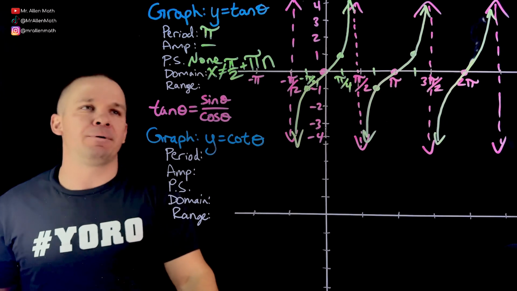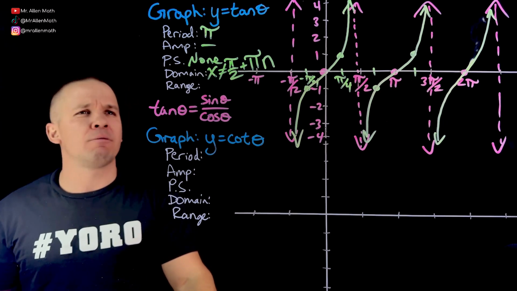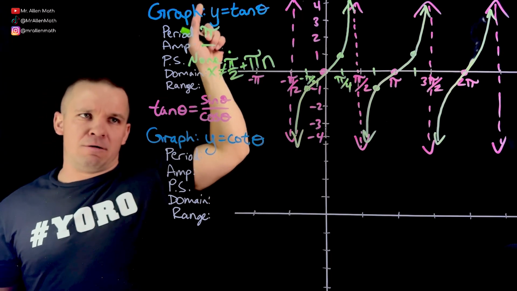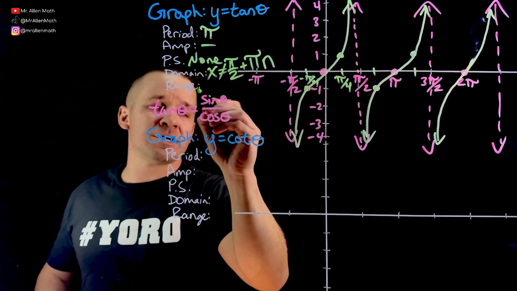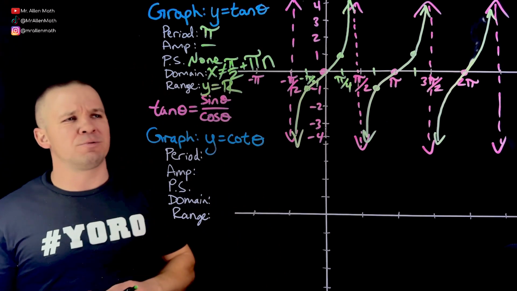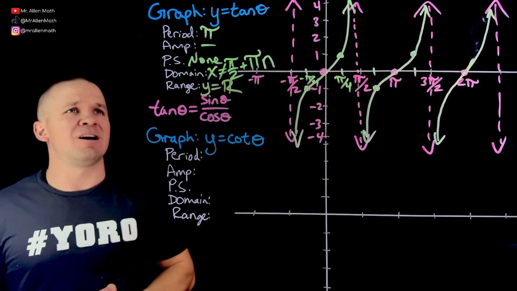All right, how about range? Never stops going down, never stops going up. Range is all real numbers, negative infinity to infinity. We'll just say all real numbers. I mean, that's pretty dope. That's fantastic. That's awesome for tangent right there.